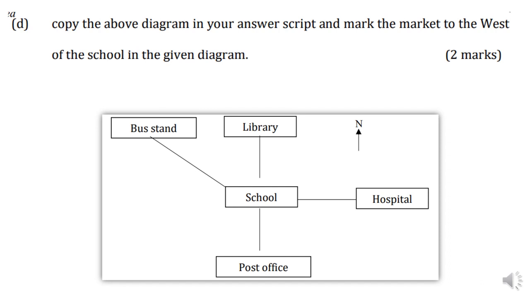Copy the above diagram on your answer script and mark the marker to the west of the school given in the diagram. West of the school is here. You have to mark the marker. So this is the marker. It is to the west of the school, right? This is the marker. So you have to draw this and copy this in your answer script and give the answer like this.